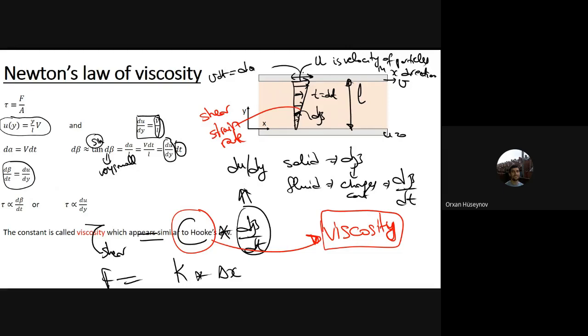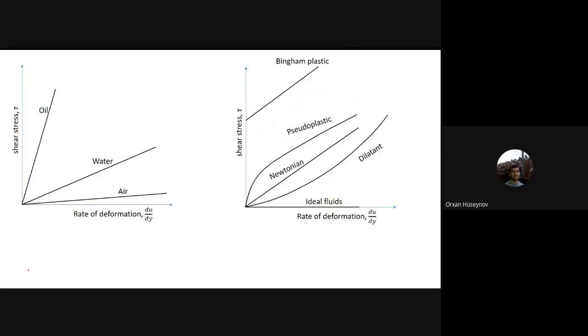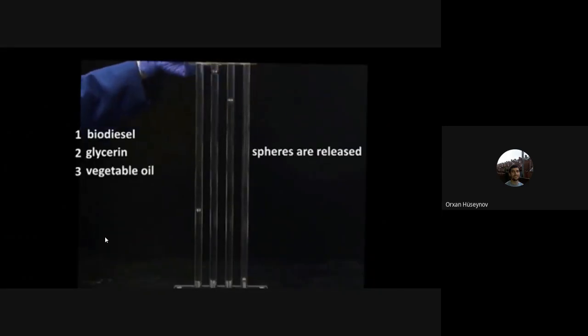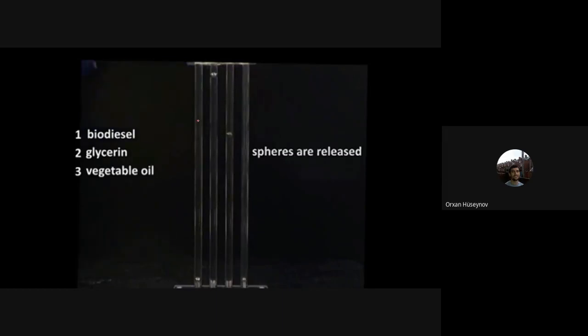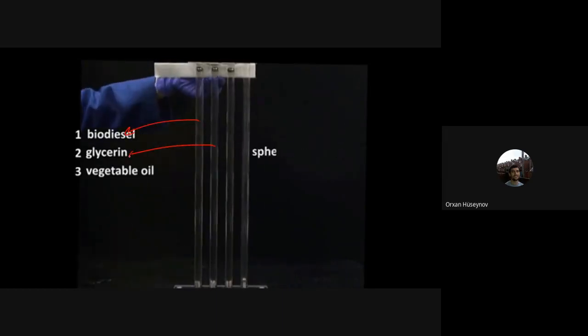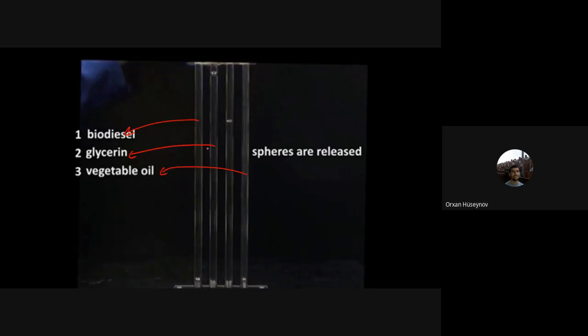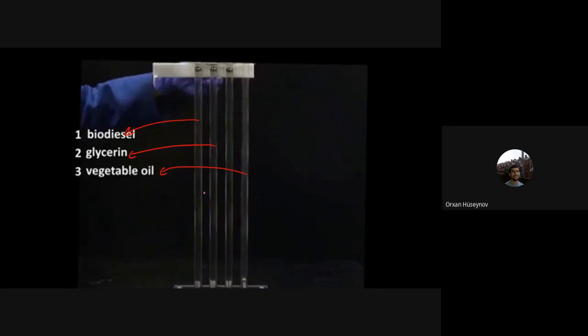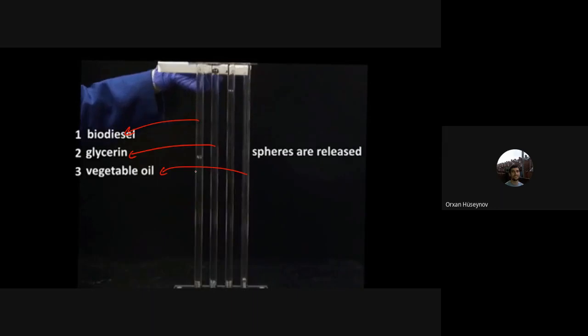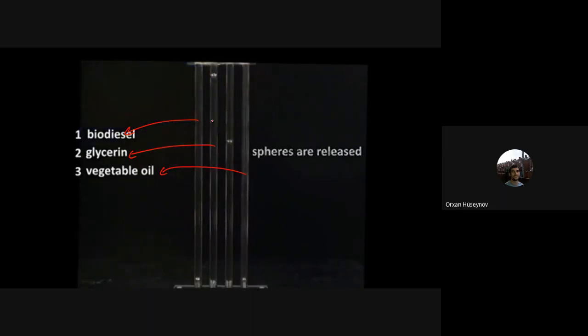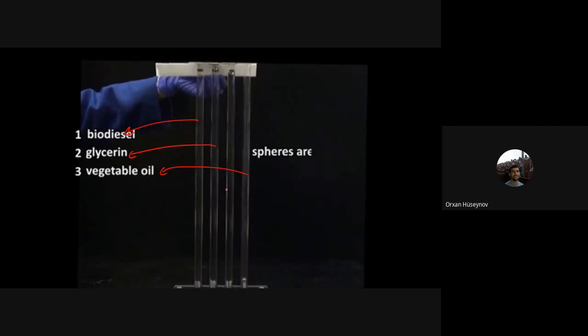Okay, so what is viscosity? Let me show you some examples on viscosity, so then you will understand what viscosity is. I have 3 spheres here. You can see one is dropped in biodiesel. The first fluid is biodiesel, the second fluid is glycerin, and the third fluid is vegetable oil. And these are the spheres. We have a similar experiment in our laboratory. You can see the first one falls very quickly, the second one comes very slowly, and the third one comes in the medium range.